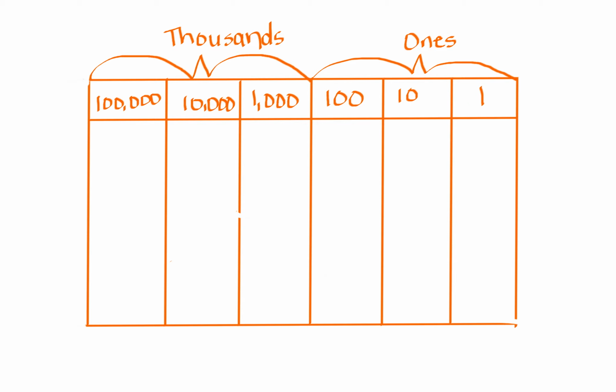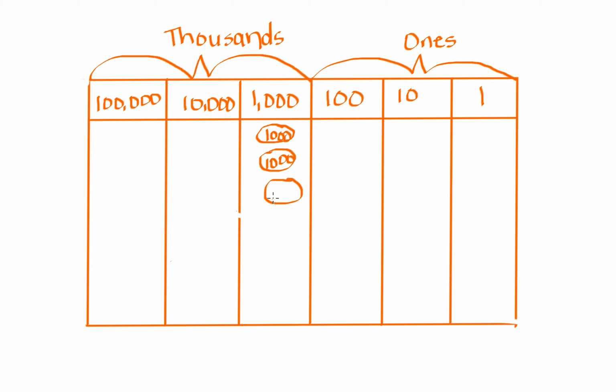Let's try a different one. 3,112. All right, ones. 3,000s. This is how they have it. I don't know. I just think this is kind of crazy.